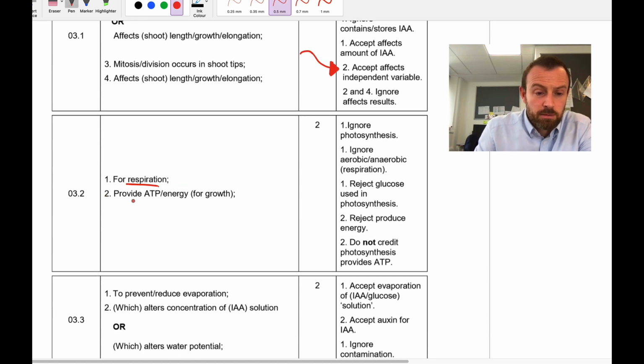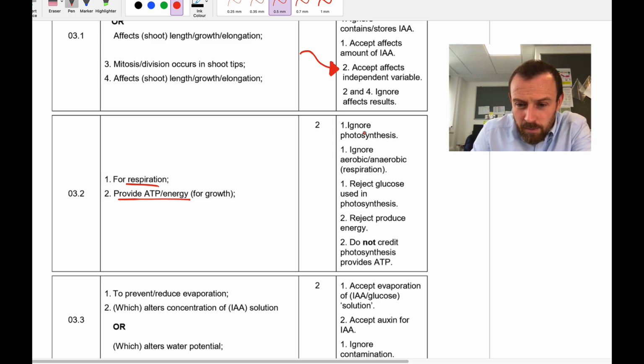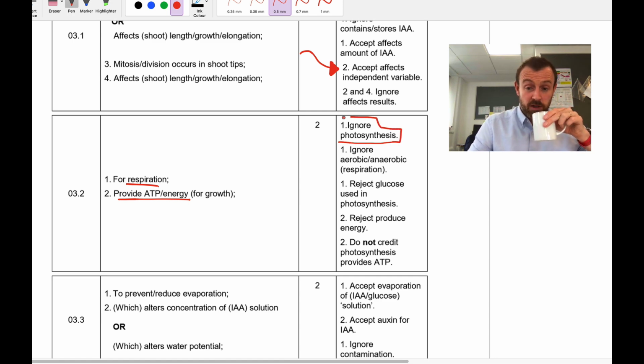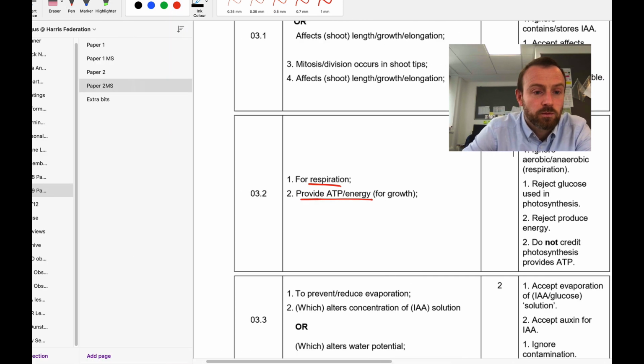For respiration, to provide a source of energy. Yep. And is there anything about... No, it says ignore photosynthesis, so no marks for that on this particular question. But yes, it is true. The plants would not be making glucose for themselves.